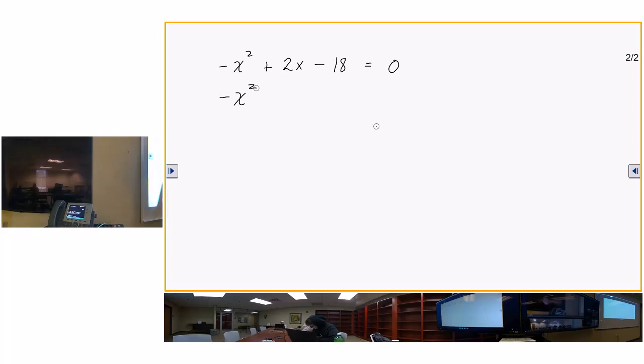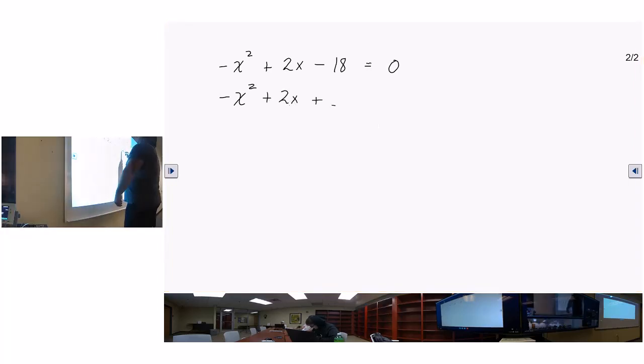Plus 2x plus blank is equal to 18 plus blank.